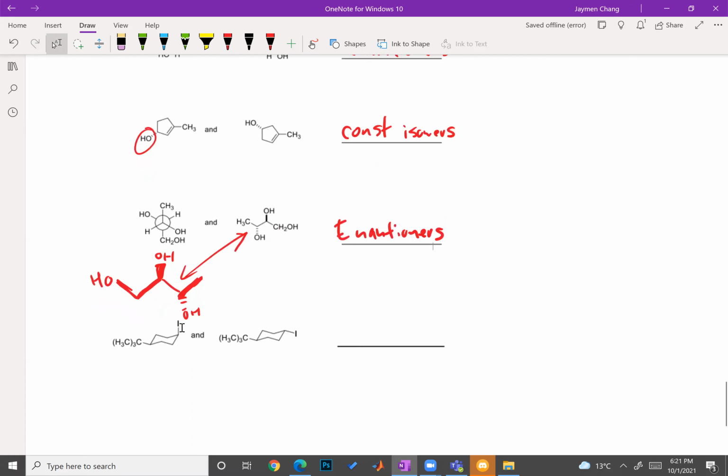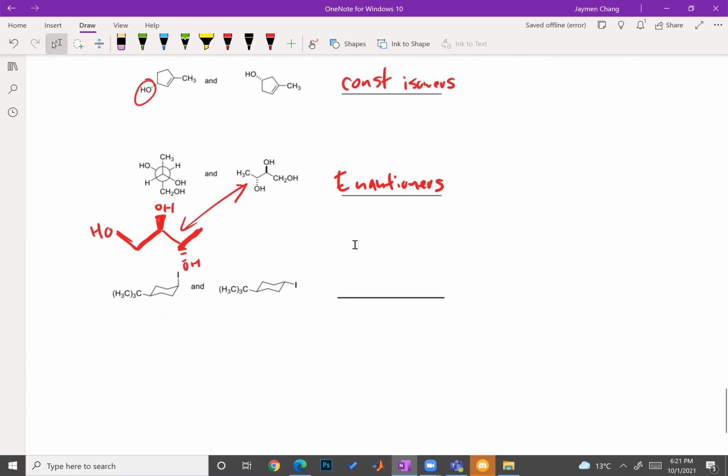All right. So what we're going to see here is a chair flip, or sorry, not a chair flip, because if we did a chair flip here, what we would see is this one, if it's going up, is going to look like this, it's going to be equatorial now. And this one, which is going down, is going to be axial. So that's axial.